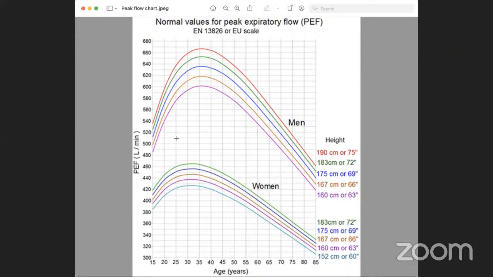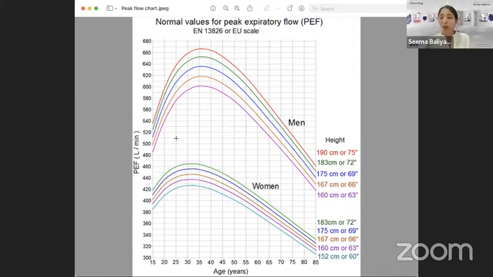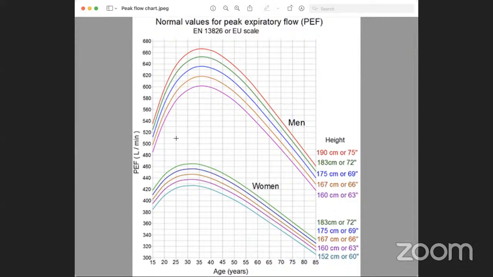430. 320. 430. Sorry, yeah. So I think that you have figured out that it is not 320. 320 is if she was 85 years old. But she is 40 years old.